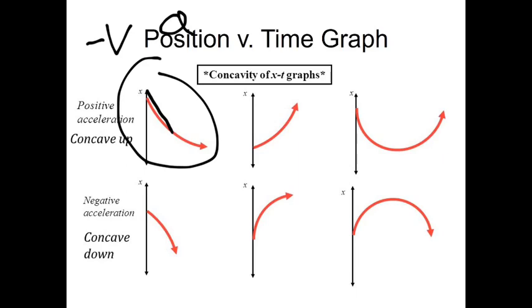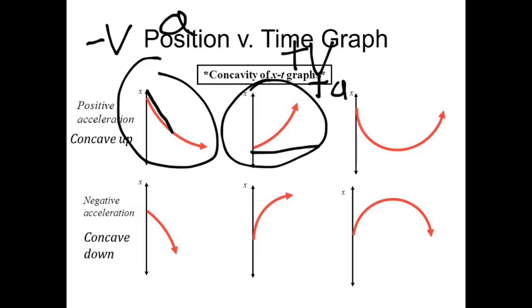Whenever your velocity and acceleration have opposite signs, the object is slowing down. Whenever the velocity and acceleration have the same sign, the object is speeding up. So let's look at the second one. This one starts off with, let's say, a positive velocity because the line is sloping up and to the right. And over time, the slope of that line is getting higher and higher. So this one has a positive velocity and a positive acceleration. It's getting faster and faster with time.